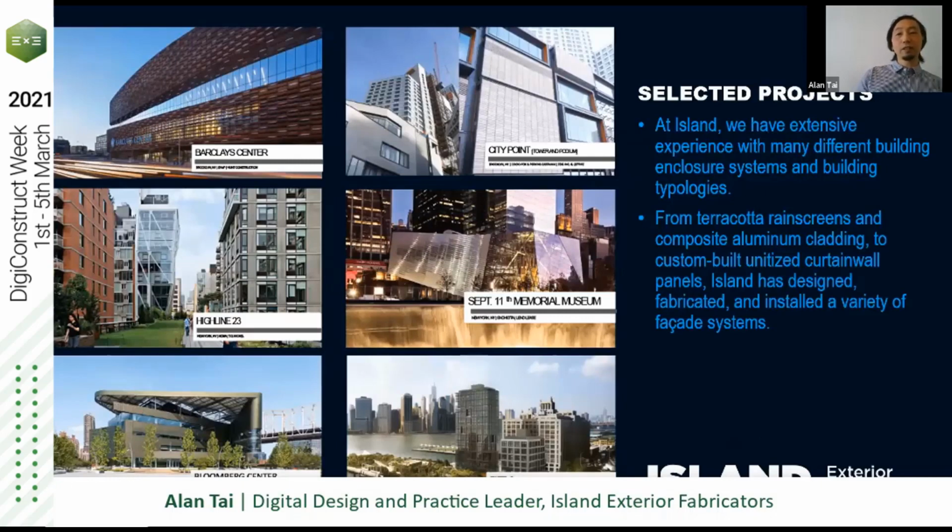So these are some of the selected projects that we do, just to show a variety of different types of projects. We do anything from terracotta rain screen, brick walls attached to panels, composite aluminum cladding, and steel or aluminum glass glazing like unitized curtain wall panels. We usually do very custom designed projects, so we're not an off-the-shelf system. We are always the design engineer for different projects.